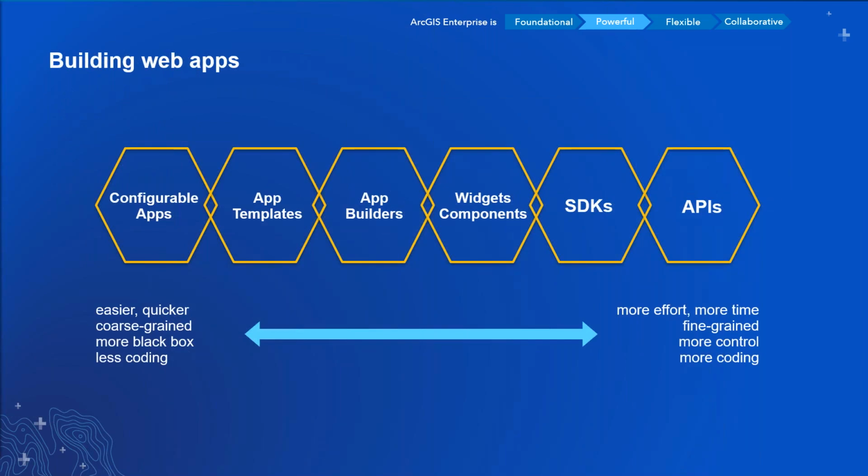One of the other powerful things is the ability to build web apps. We have configurable applications that allow for what-you-see-is-what-you-get type widget-based programming, but we also have SDKs and APIs that allow for more fine-grained control of the capabilities within the ArcGIS system.